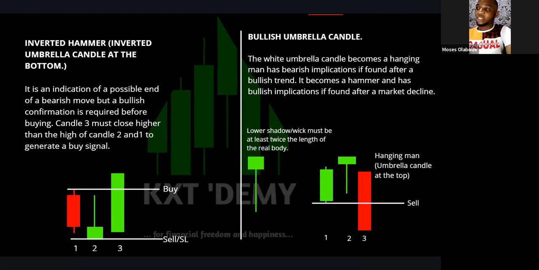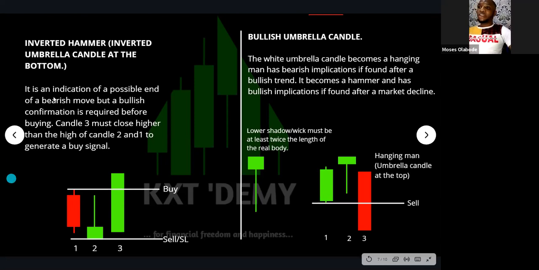And the confirmation tells you, okay, fine, the market is moving. So it is an indication of a possible end of a bearish move, but a bullish confirmation is required before buying. The third candle or the fourth candle, whichever candle forms, must close above the high of the previous candle.